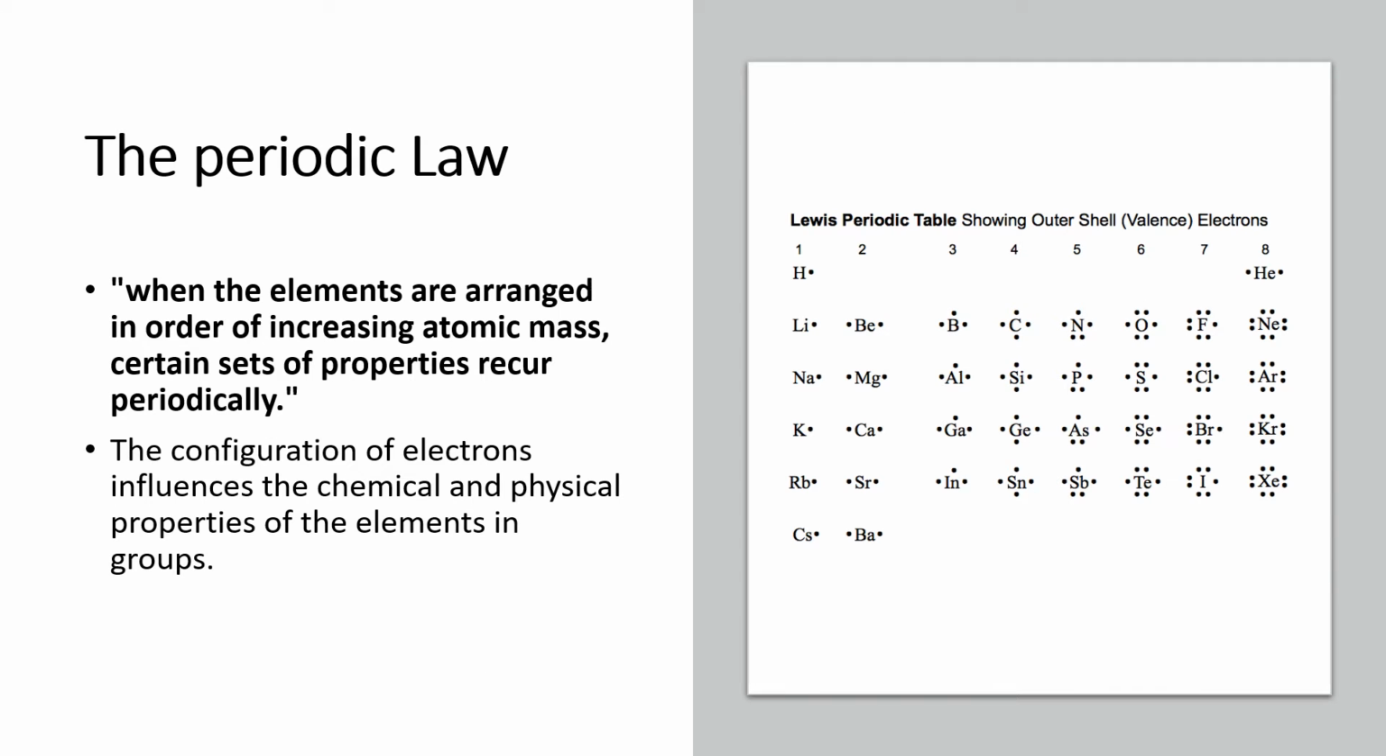So the periodic law is when the elements are arranged in order of increasing atomic mass, certain sets of properties recur periodically. So the configuration of electrons influences the chemical and physical properties of the elements and groups and where they are located on the periodic table.